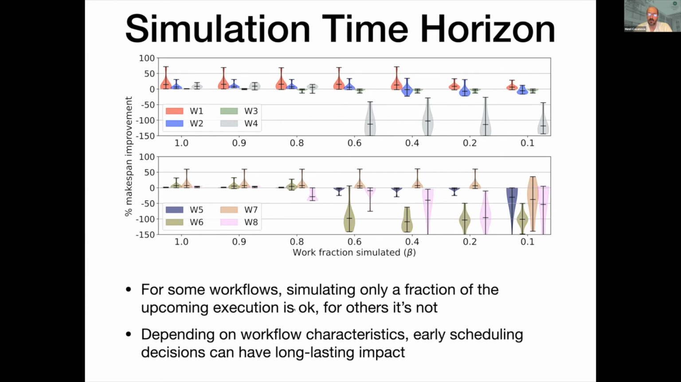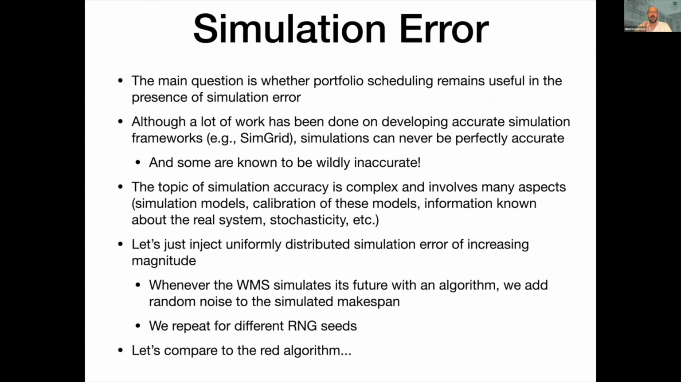So as a result, all the results hereafter, whenever we say we simulate the execution to pick which algorithm to use from now on, we always simulate the execution until its completion, which is bad news for simulation overhead, but I'll come back to the overhead in a minute. So the key question, of course, is that of simulation error.